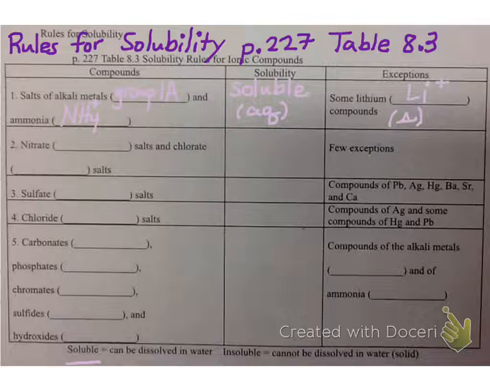So rule number 2 says nitrate salts. Remember, nitrate you have memorized as NO3 with a charge of -1. And chlorate salts, which you also have memorized as ClO3 with a charge of -1. Nitrate and chlorate salts, according to your chart, are soluble. Again, what I would put on here is that it's aqueous, so it's going to be in the aqueous state of matter. And notice that there are few exceptions to this.